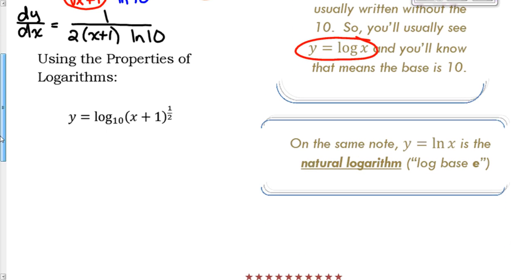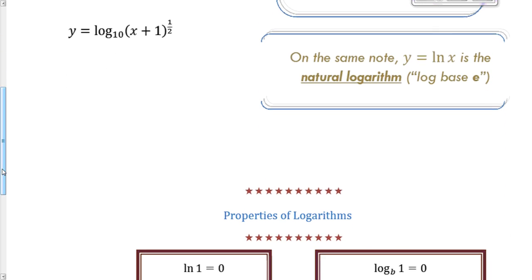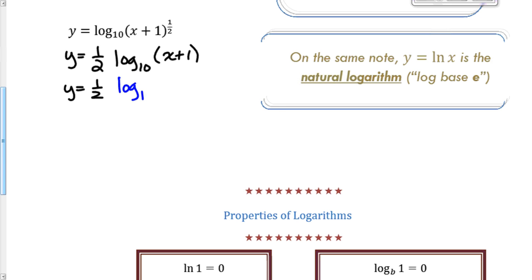Now, in this last one, we're going to use our log properties first. And once we use our log properties first, it's going to make it a little bit easier to deal with. So the first thing that I'm going to do is take this power and bring it down out front. So 1/2 log base 10 of x plus 1. I'm going to rewrite it identifying what my inside and outside are now. So my outside is log base 10, and my inside is the x plus 1.